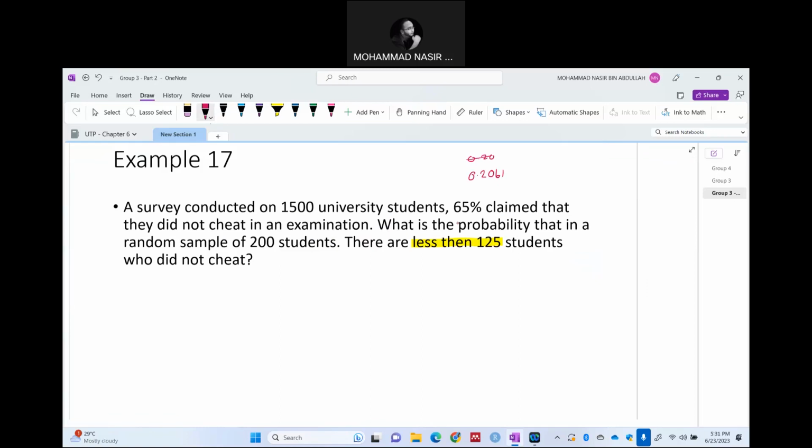So we have two conditions: claim, not cheat, and cheat. So probability of success is 0.65 and n is equal to 200. So NP is equal to 130, right? And Q is 70. So both are more than 5. So the probability that we want to find is probability Y less than 125. Right, so since we have binomial and meet the requirement NP and Q more than 5, we use continuity correction.